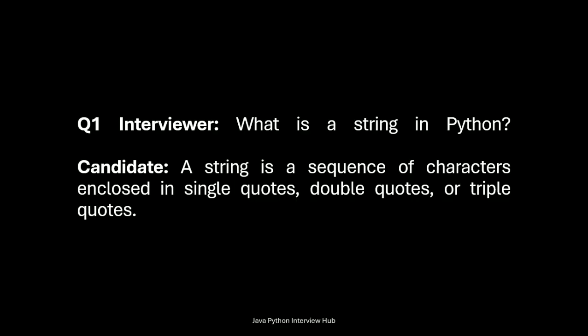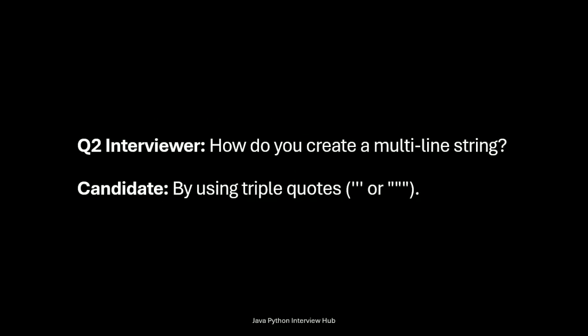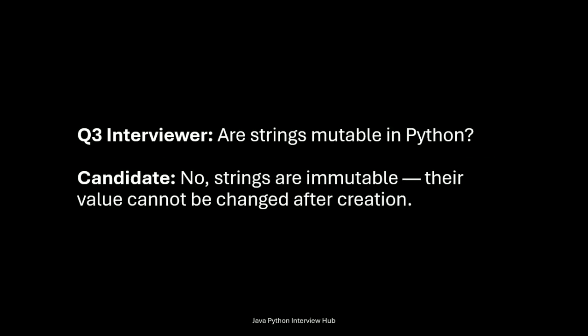So the first question is, what is a string in Python? You will give the answer: a string is a sequence of characters enclosed in single quotes, double quotes or triple quotes. Your next question, how do you create a multi-line string? Then your answer will be by using triple quotes, right?